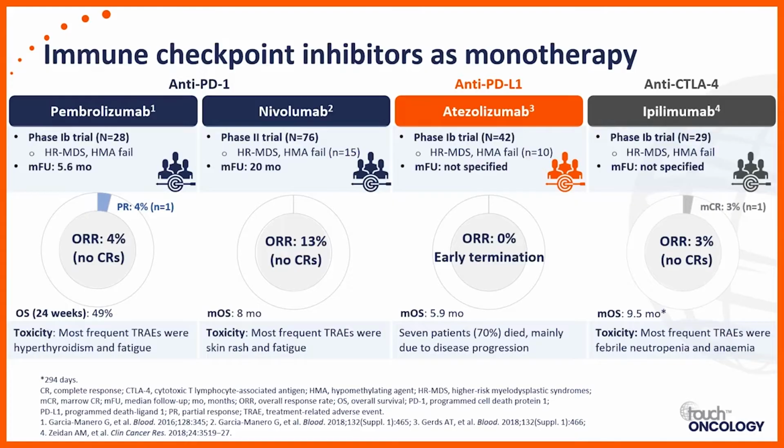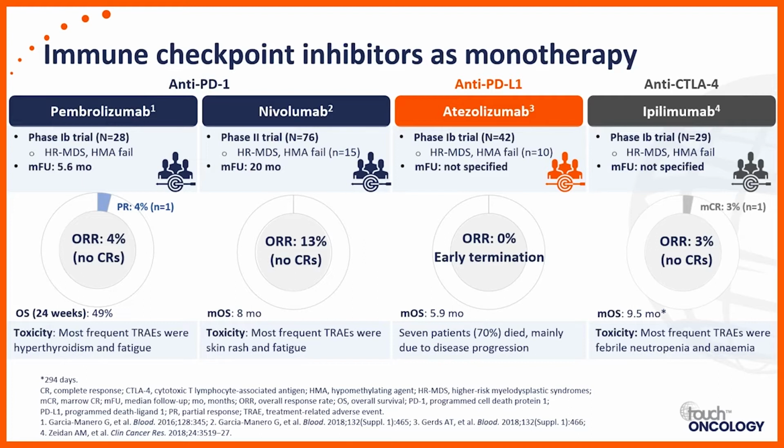Feasibility and safety of immune checkpoint inhibitors targeting PD-1, such as nivolumab or pembrolizumab, or PDL1 like atezolizumab, or CTLA-4 like ipilimumab, are currently being explored in early phase clinical trials. Pembrolizumab monotherapy was examined in a phase 1b study which enrolled 28 MDS patients who failed hypomethylating agent therapy. The overall response rate was only 4% with an overall survival rate of 49% at week 24.